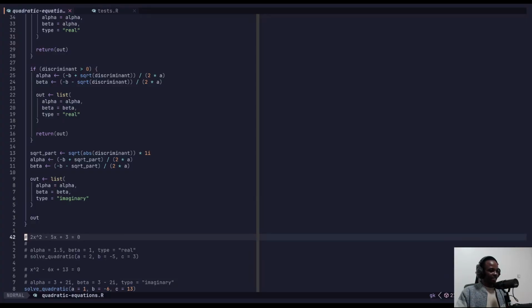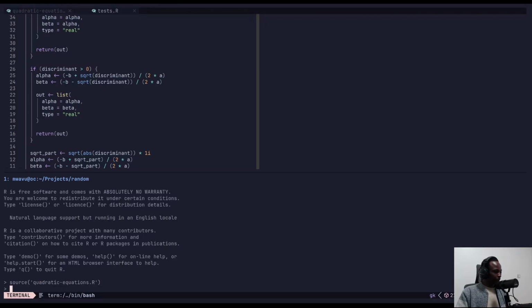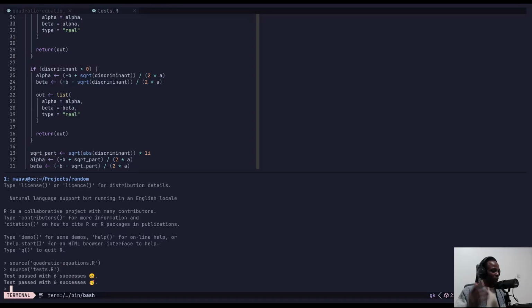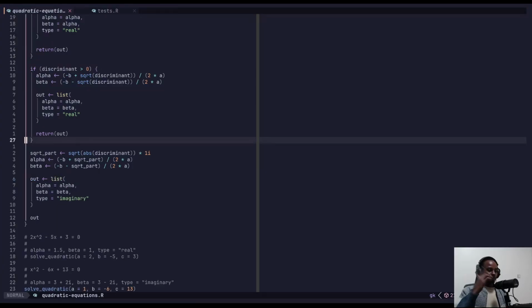And actually, let's run some real tests here. So let's fire up the terminal again, fire up R, and then I am going to source that quadratic equations.r file, and then I am going to run the test. So I'm just going to source tests, and all the tests are passing. So our function is correct.